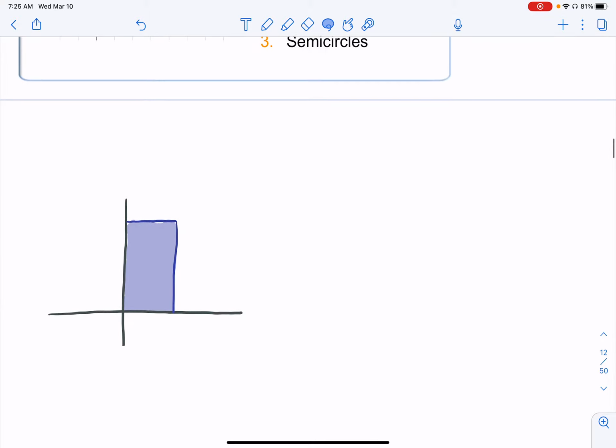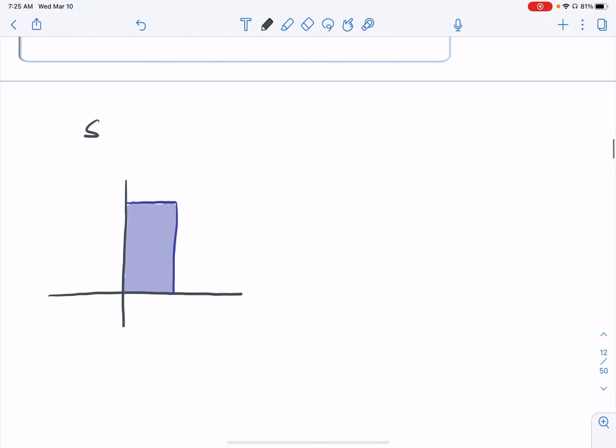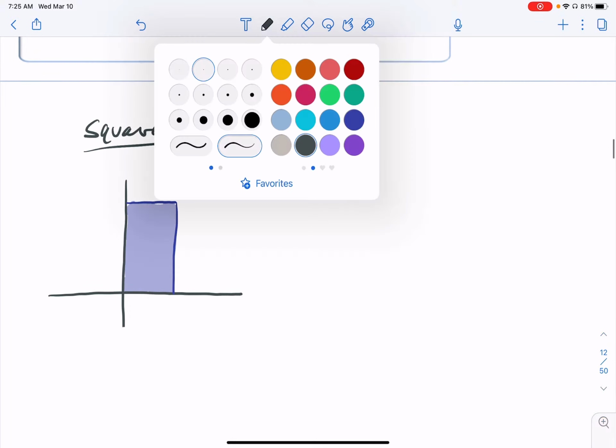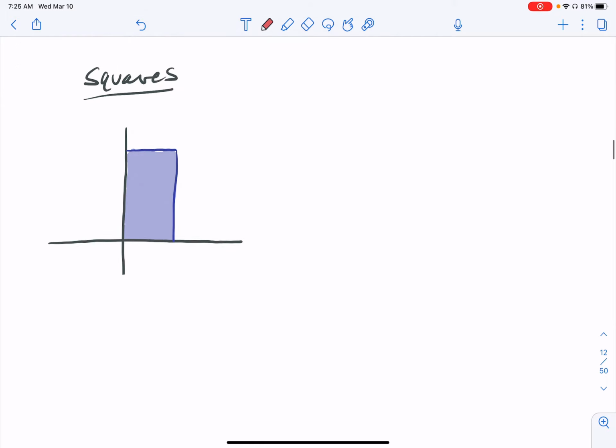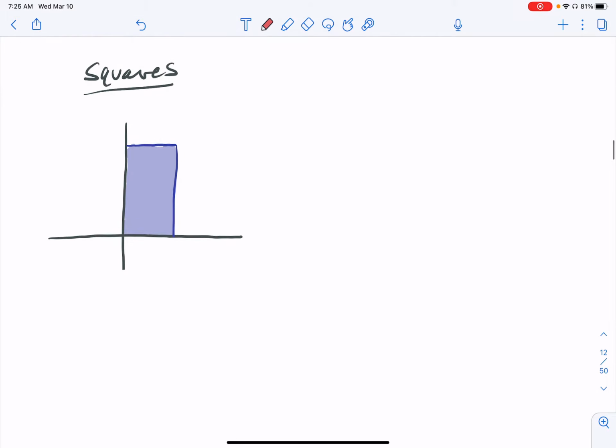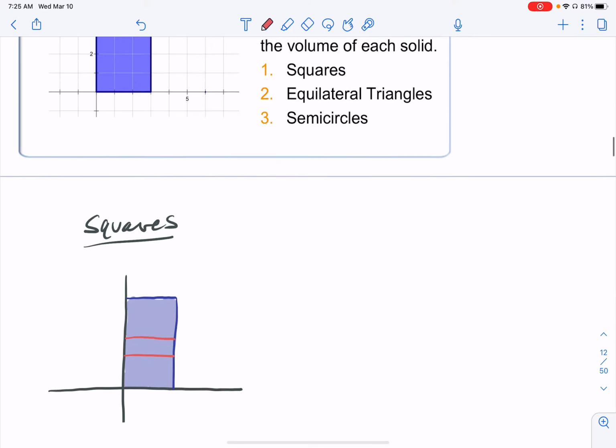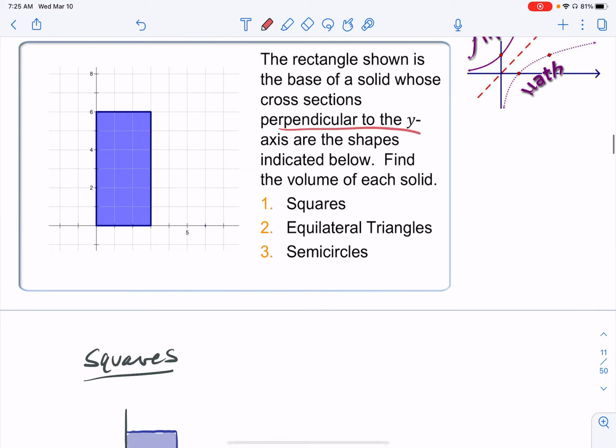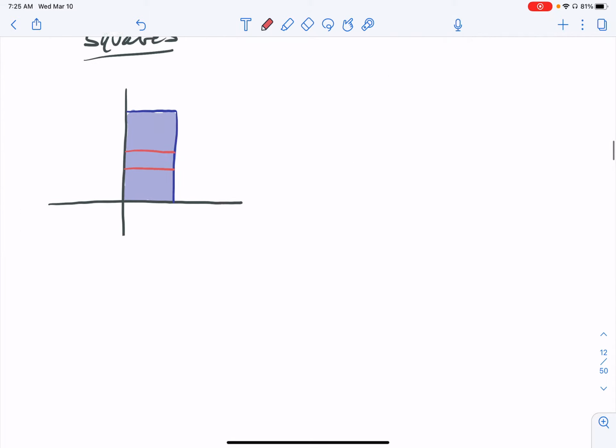Now, for this first one, I believe it was squares, square cross sections. So I'm going to take this red-ish color, and I'm going to draw in a representative rectangle. And this rectangle is perpendicular to the y-axis. You can see that, perpendicular to the y-axis, these cross sections are.